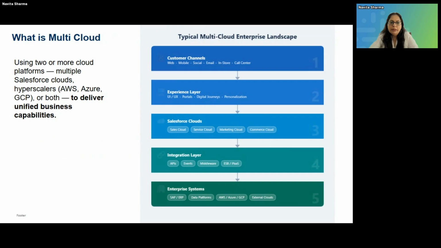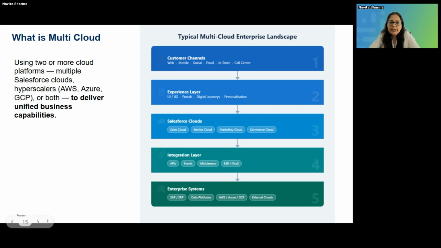So I'll move to the next section, which is about multi-cloud. Now, when we talk about multi-cloud, it means two things. One is the clouds we have in Salesforce, like different clouds: Sales, Service, Marketing, Experience Cloud and so on. And it can also be the hyperscalers like AWS, Azure, GCP. The important part of multi-cloud is that we are thinking not in terms of clouds, rather in terms of delivering unified business capabilities, right?